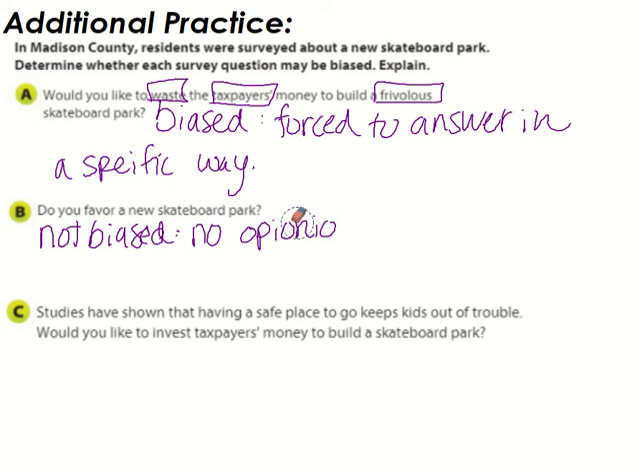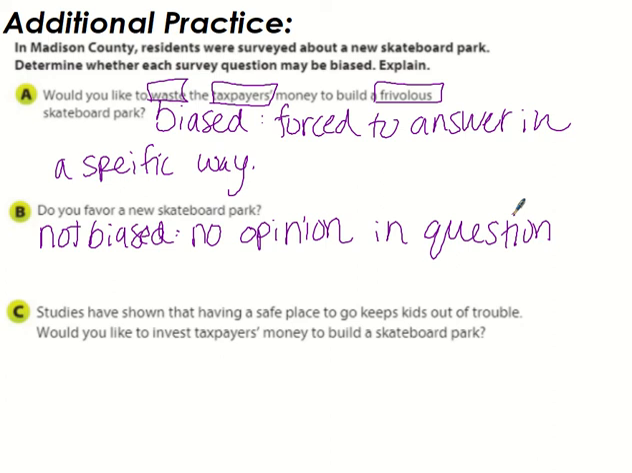Opinion. Oh, right here. There we go. Opinion in question. So the first one had their opinion in it. They were saying it's a waste of time and money, it's frivolous, it's a waste of money, all of that, right? This one just says, how about you? What's your opinion on having a new skate park? So it's asking for their opinion.